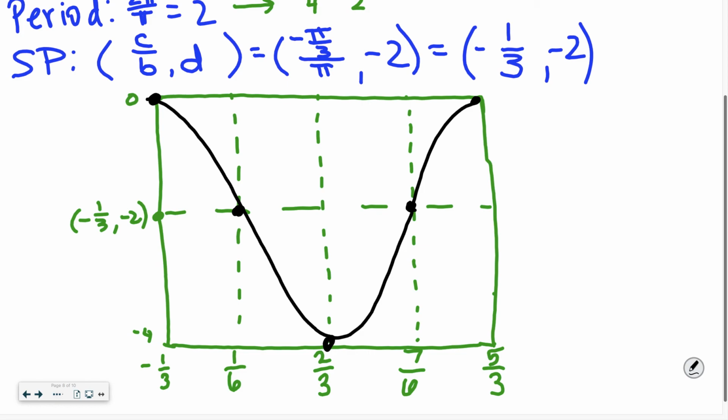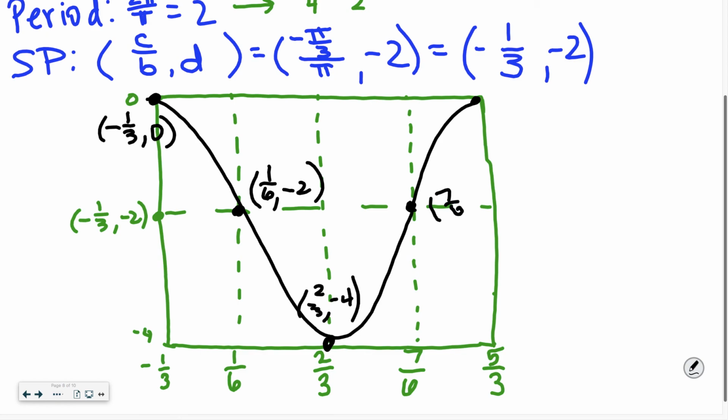Okay. So then we can label these coordinates. This is negative 1/3, 0. This is 1/6, negative 2. This is 2/3, negative 4. This is 7/6, negative 2. And this is 5/3, 0.